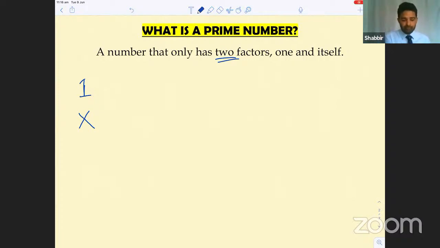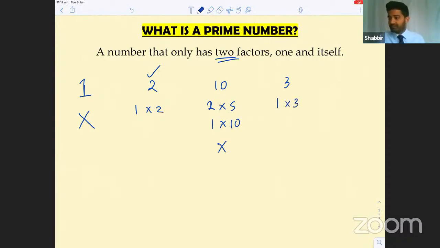Okay, so let me give you an example. 2 is a prime number, because if I think about the numbers that multiply to make 2, those numbers are 1 times 2. 1 times 2 equals 2, and I can't think of any more numbers that multiply to make 2. So 2 is a prime number. Okay, let's pick another number. 10. Is 10 a prime number? Well, what numbers do I multiply together to make 10? 2 times 5, 1 and 10. Now for 3, the only numbers I can think of are 1 times 3. So 3 is a prime number. And that is how you can distinguish whether a number is a prime number or not.